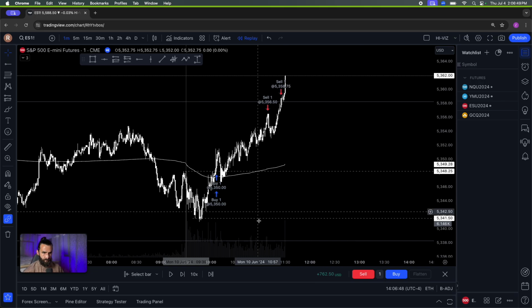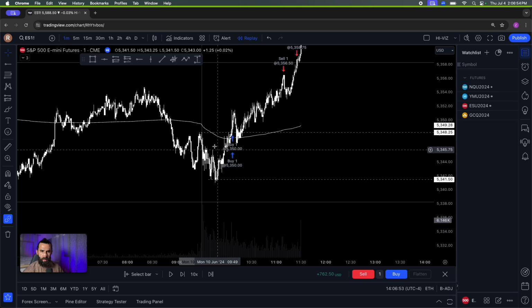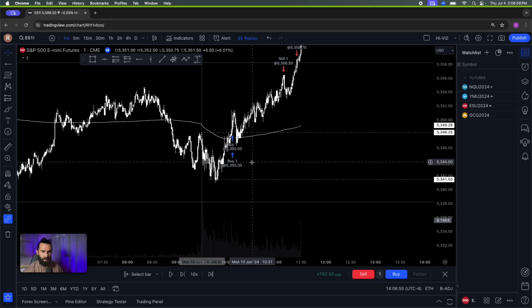Let's break down this trade. Again, very simply. Waited for market to open. We opened up a little bit bearish. We didn't jump right in, didn't do anything crazy in the first 2 minutes of the open.